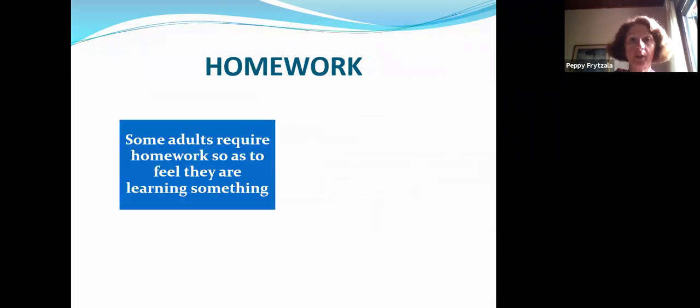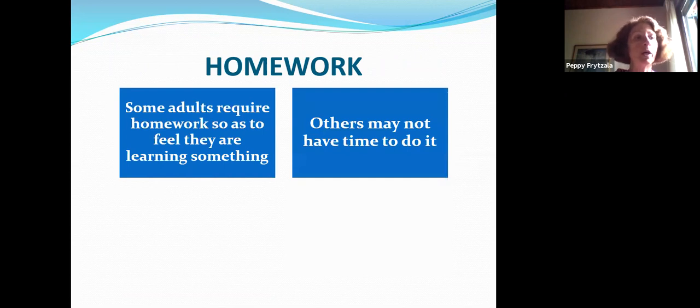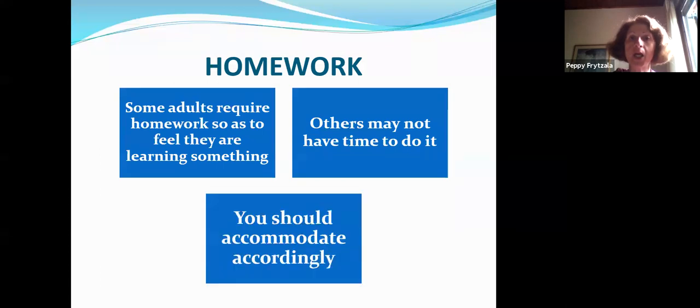What about homework? Well, there are those adults who will ask you for homework because that's the way for them to feel they're learning something. However, there are those adults who might be willing to do some homework and they do want to have some individual work. However, they don't have the time to do it, which means that the teacher here has to accommodate accordingly. So many times when you teach an adults' class, you might have adults that come in with their homework done and even more than you have asked them to, and those who have not. And this you have to be a little bit flexible with.